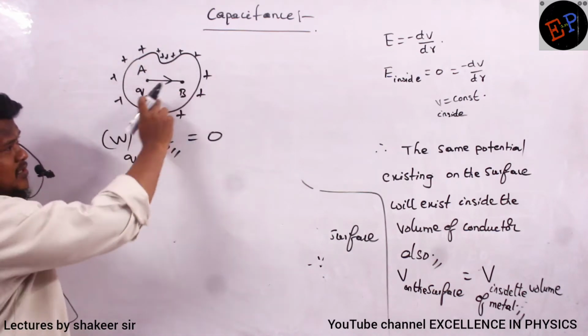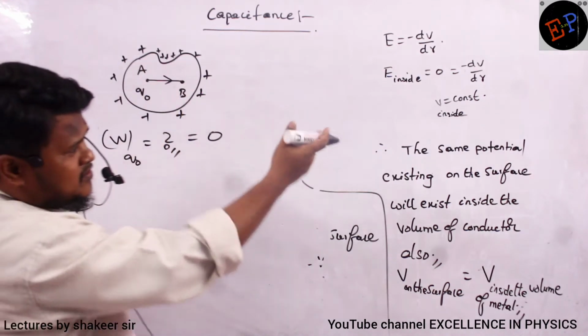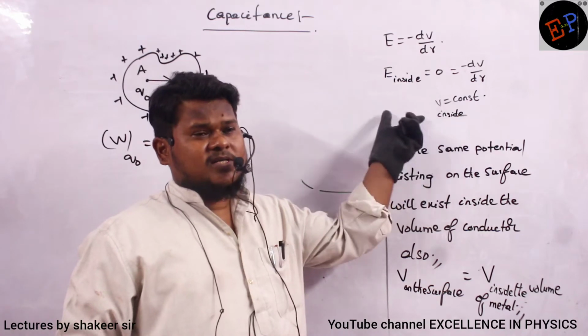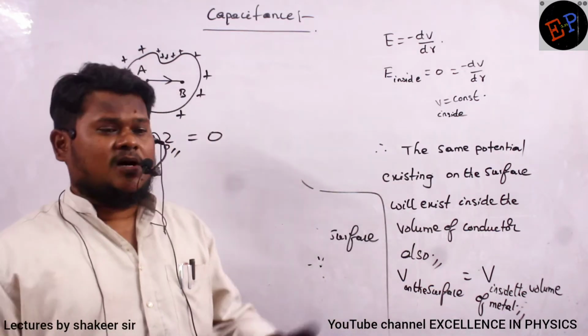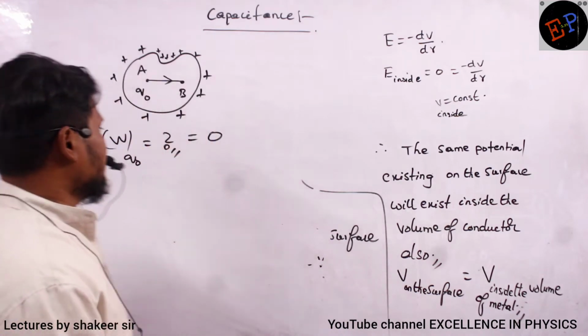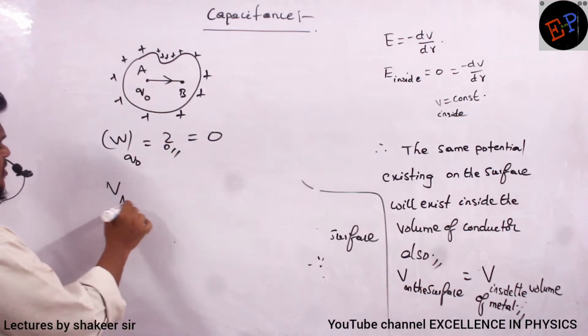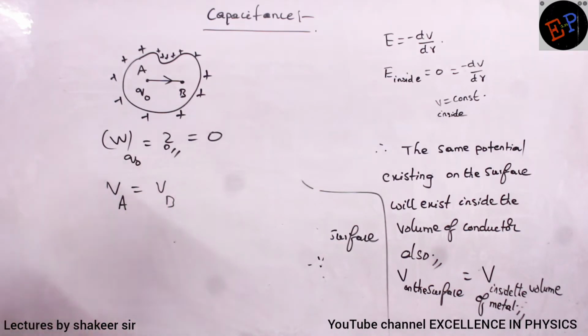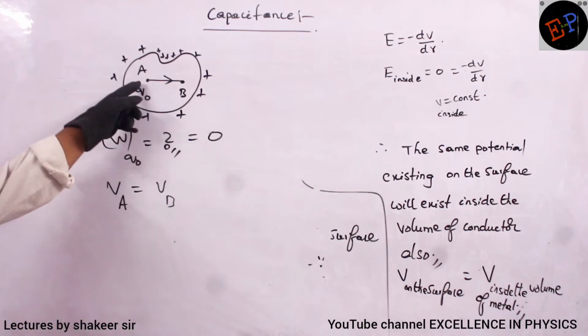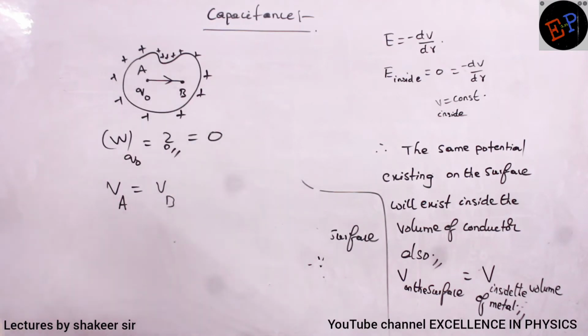See, ma, throughout this volume of this conductor, just now we have studied, no? Potential everywhere inside the volume of the conductor is how much? Constant. Clear, no? It means what is the potential existing at point A, same is the potential existing at point B also. Point A దగ్గర ఎంత potential ఉంటుందో point B దగ్గర కూడా అంతే potential ఉంటుంది.